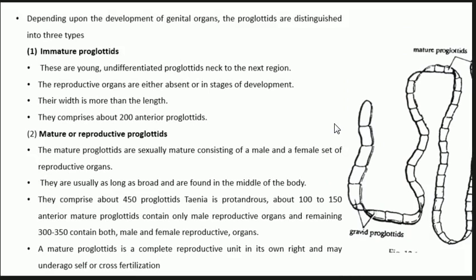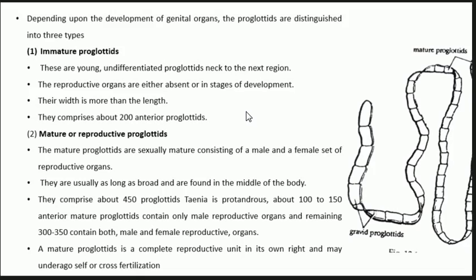Now depending upon the development of genital organs, proglottids are again distinguished into three types. One is called the immature proglottid, another is called the mature or reproductive proglottid, and the third one is called the gravid or ripe proglottid. So immature, next to the neck area you have undifferentiated proglottids. Here the reproductive organs are either absent or in a stage of development. At least 200 anterior proglottids are immature.